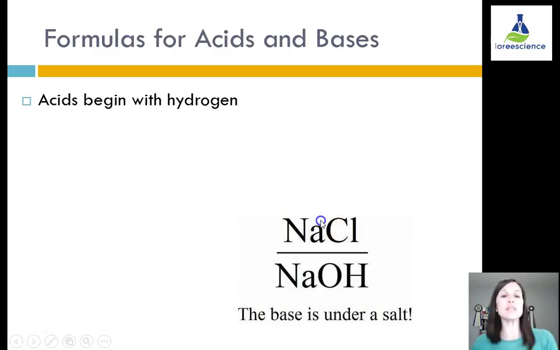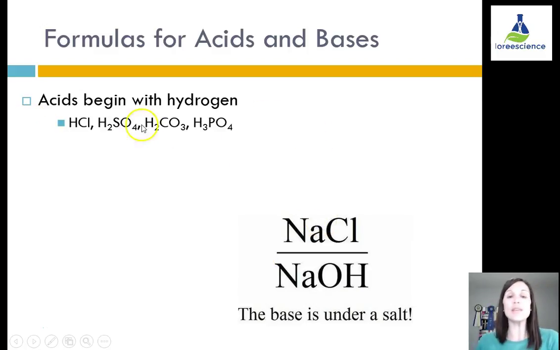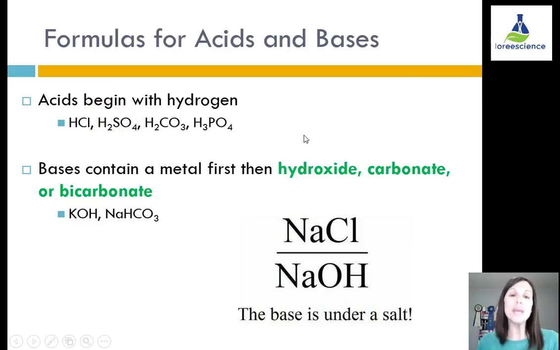So how do we come up with the formulas? Well, all acids begin with a hydrogen. So that's how you identify whenever you see a formula. Look at it first and then ask, is it just a nonmetal with it? Or is it a polyatomic ion? If so, it's going to be an acid. A base, you're looking for that hydroxide ion, or you're looking for that bicarbonate, or just a simple CO3 carbonate to be a part of it.